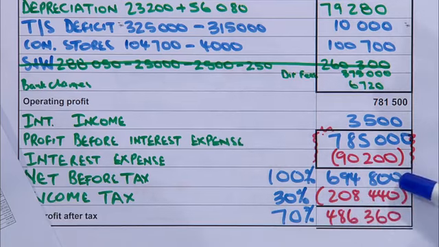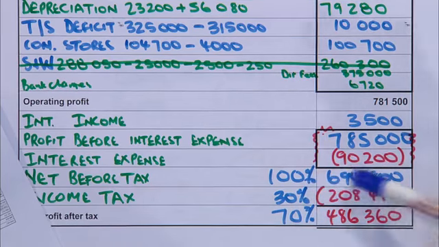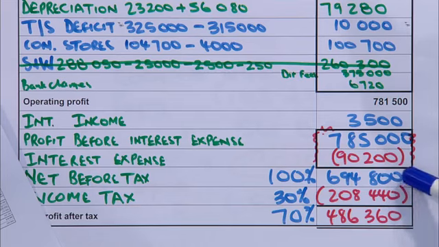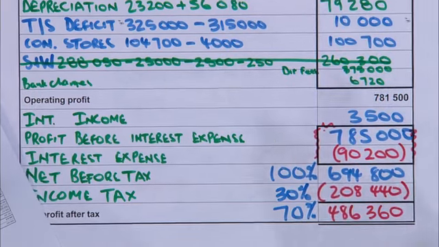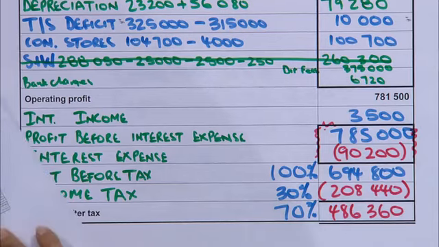Then we go the amount before tax minus the income tax gives me the amount after tax, or I can just also calculate if that was 100%. And I can just calculate this 70% and then get the tax if I go the other way. Or in this case now it's 694,800 minus 208,440 gives me the answer of 486,360.